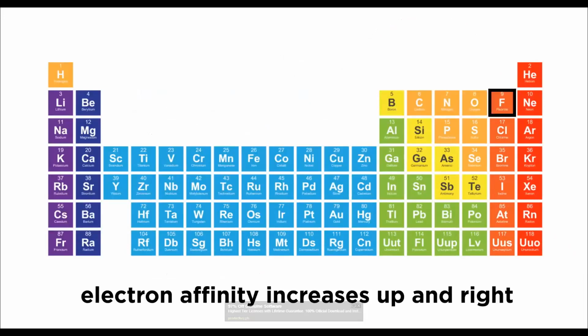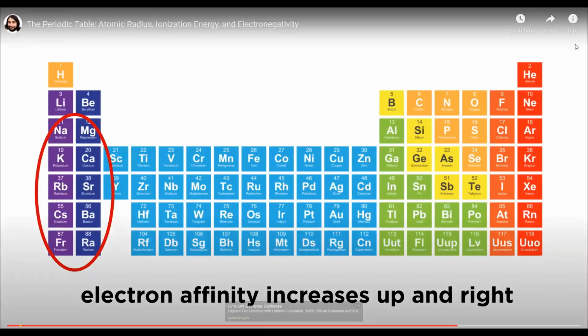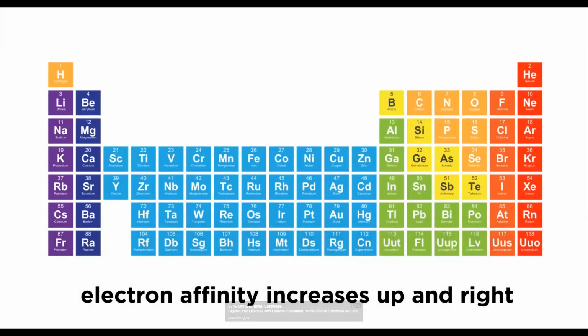Fluorine has the highest electron affinity because if it gains one electron, it will have a full shell, or a noble gas electron configuration. Looking at the opposite corner, these elements don't want to gain electrons. They would rather lose them. Exceptions to this trend happen for exactly the same reasons as the exceptions to the ionization energy trend.